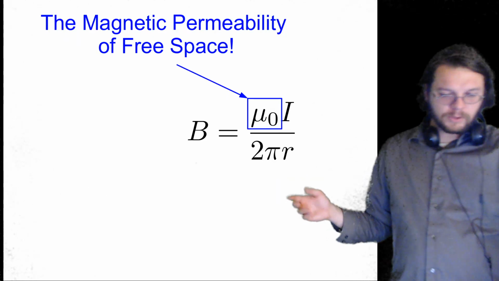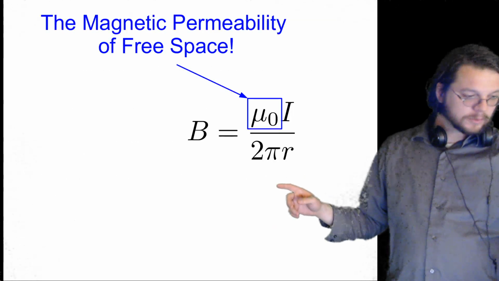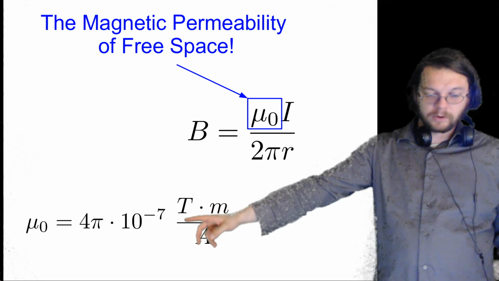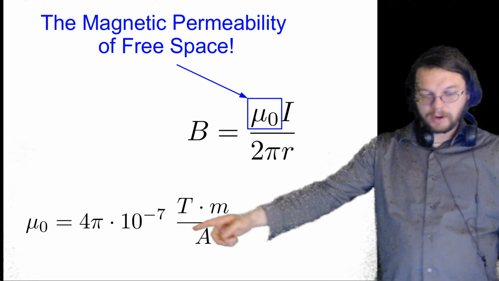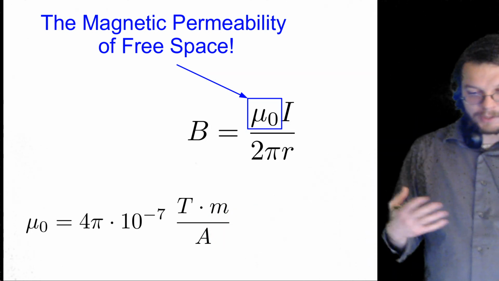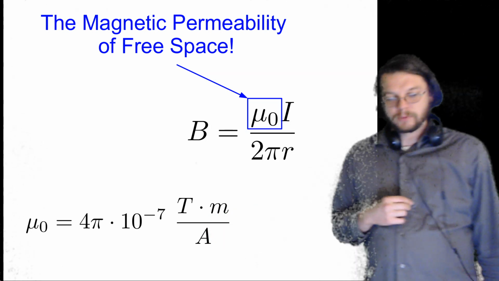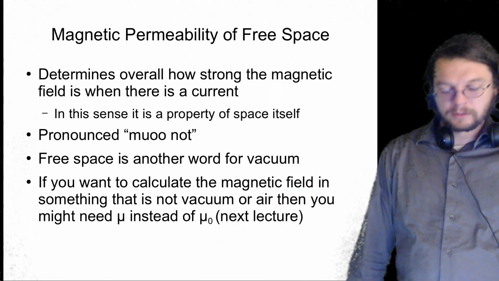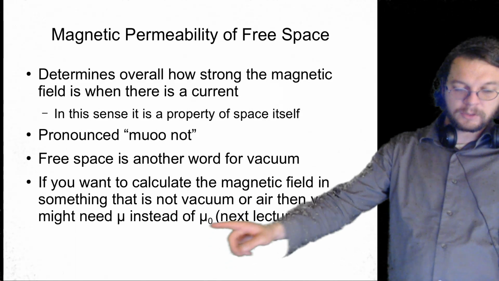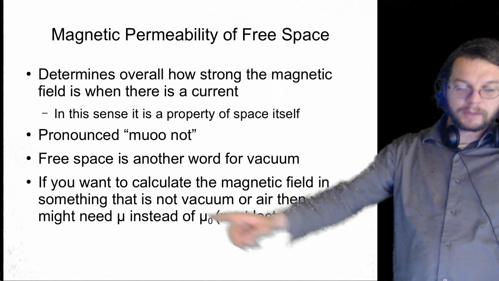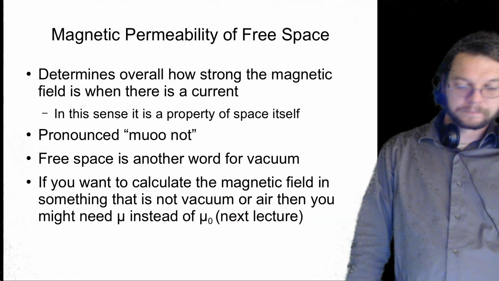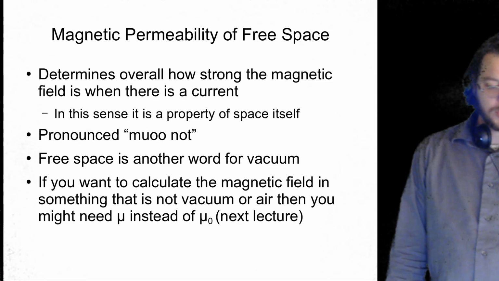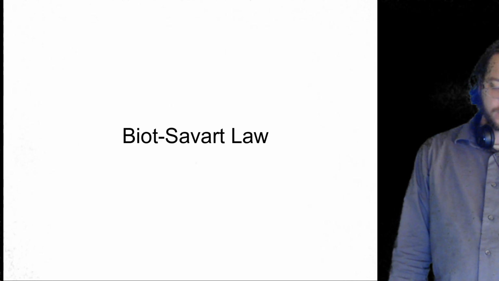We use mu naught in situations where you're in vacuum or you are in air. If you are in something that is not vacuum and is not air, you might be using something else, in which case you'll call that mu instead of mu naught. It turns out in aluminum we're still using mu naught, but in iron it's very different. So just be on your guard. This is just a heads up about that.